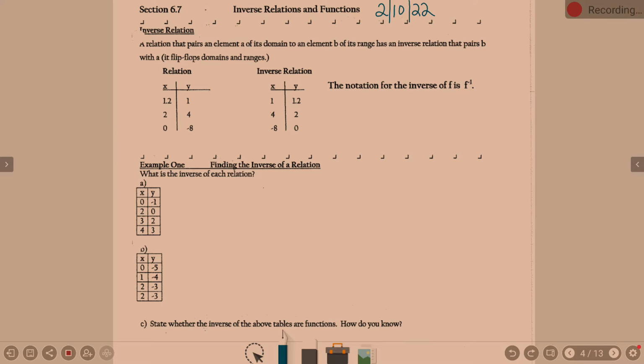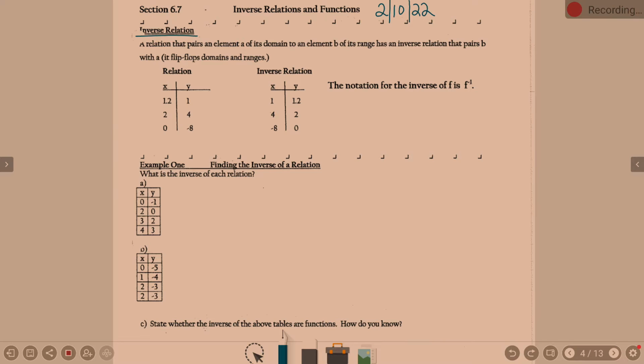So, starting off here, inverse relation. An inverse is a relation that pairs an element A of its domain to an element B of its range, has an inverse relation that pairs B with A. In other words, in a typical function, you have domain, range, yes? The inverse flip-flops the numbers. That's all it does. It flip-flops your x values with your y values. That's what we're talking about with inverse.